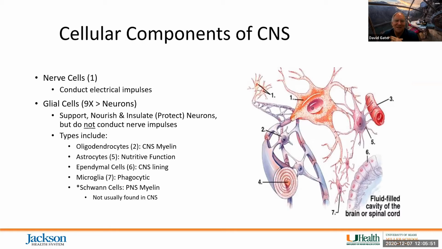Nerve cells represent only 10%. What? Only 10% of the mass within the central nervous system are actually nerve cells that conduct electrical impulses. 90% of the cells within the central nervous system are in fact glial cells. That is, these cells support, nourish, or insulate, that is, protect neurons. These cells in and of themselves do not conduct nerve impulses.